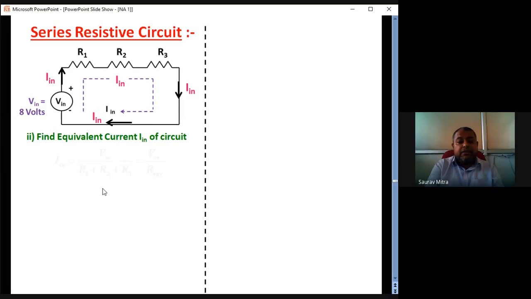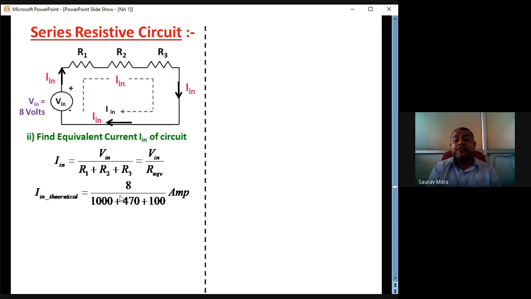So how to find the equivalent current in the circuit? So I know what the input voltage is. So from now onwards, let us have some values. So let us give the input voltage as 8 volt. Okay. The resistance values, all theoretical values, I told you as 1000, 470 and 100. So these are all theoretical values. So this I am calling IN theoretical.